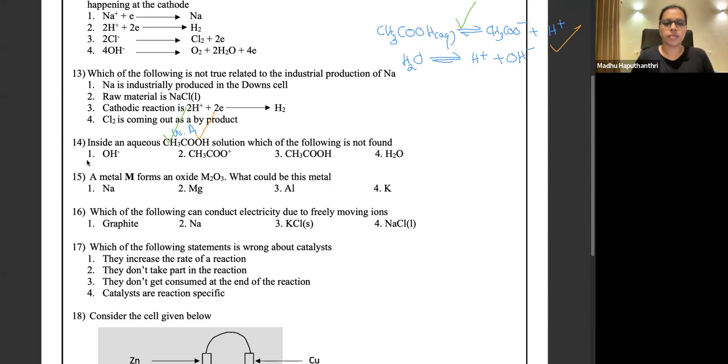This is correct. CH3COO+, it has to be minus, wrong. The correct one is CH3COO-, that is acetate. This formula is wrong. Acetic acid, yes, because all the acetic acids are not undergoing dissociation. You have some undissociated acetic acids, right? Water, again, because this is a partial dissociation, undissociated water molecules are remaining. So then the answer is the second one.